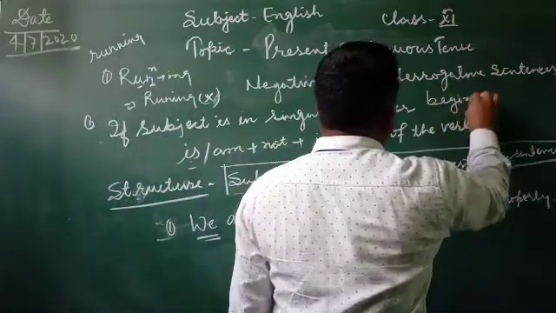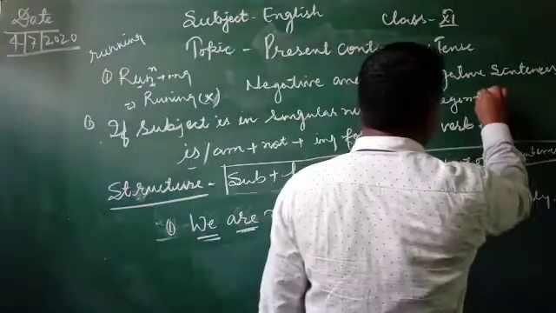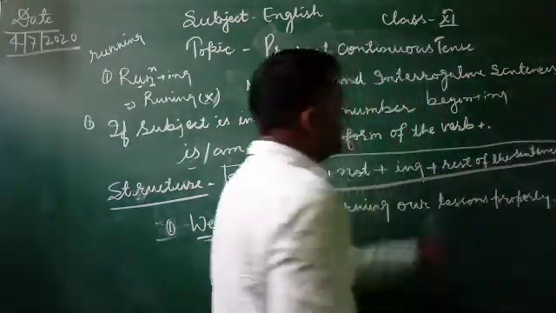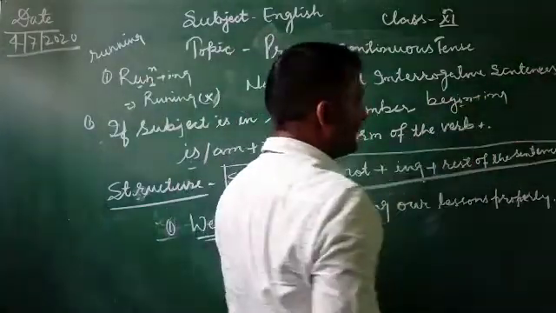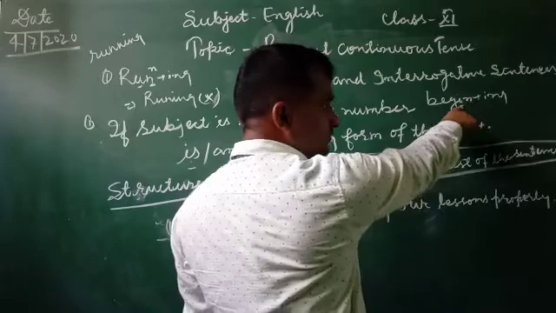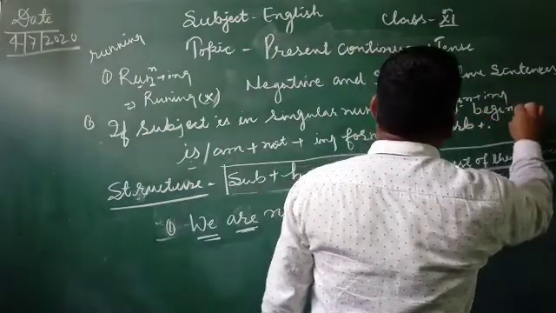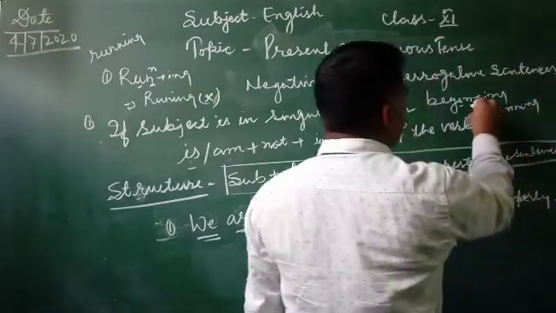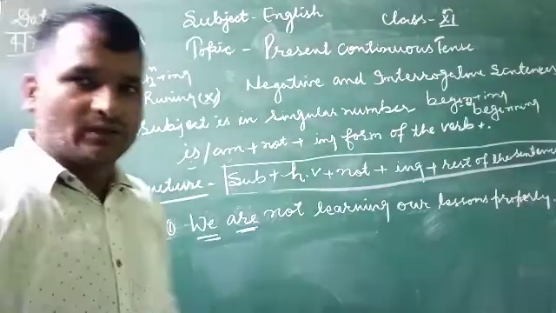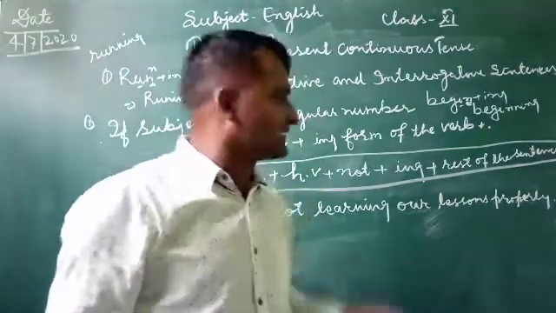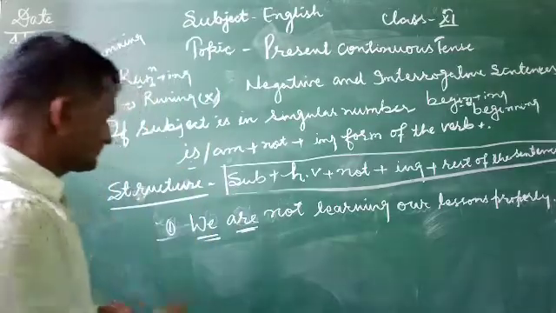Like begin. If you are going to attach ing here, the last letter is again a consonant after a vowel, so the last letter n gets doubled: beginning. You have to practice the ing form of the verb well. You have to practice at your home.